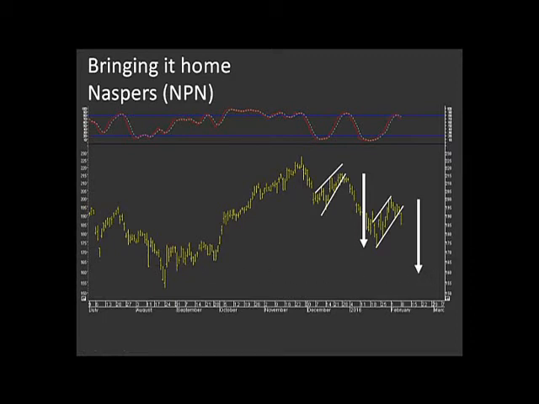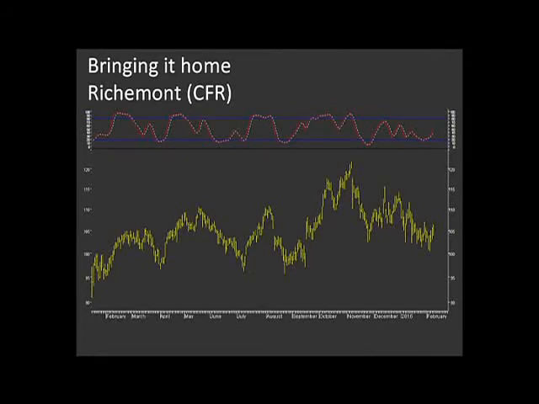The only way that I would negate that downside target is if we saw Naspers trading back up above 2,000 Rand per share. But if that doesn't happen, then I think we've still got further downside on Naspers. And Richemont, very quickly? Richemont also.